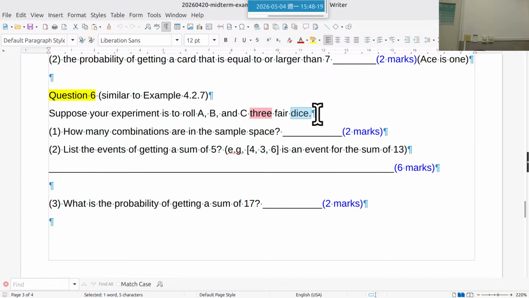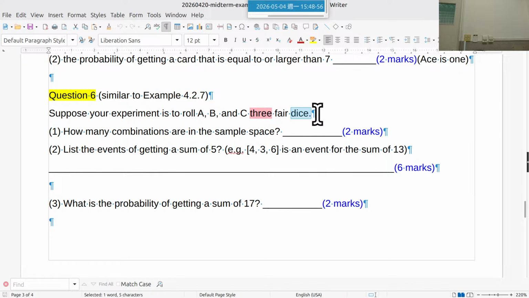Then I use the sum of 5. It's easier to calculate. We don't care about A, B, C. Just two 2s and a single 1: 1, 2, 2 and its rearrangements are the same combination. And the other one is 1, 1, 3. It includes 1, 1, 3; 1, 3, 1; 3, 1, 1. It doesn't matter, it's the combination like this one. So the answer is 6 events.